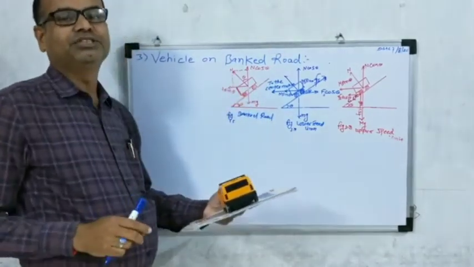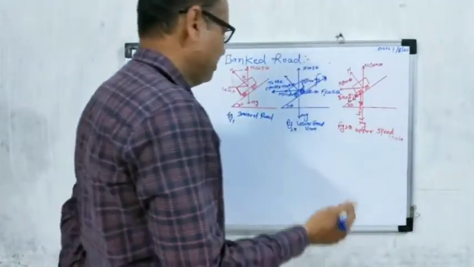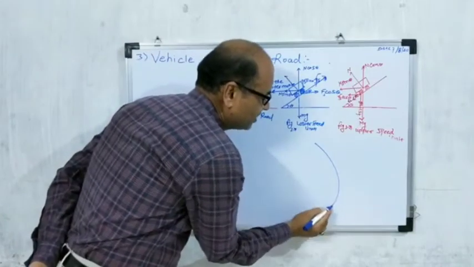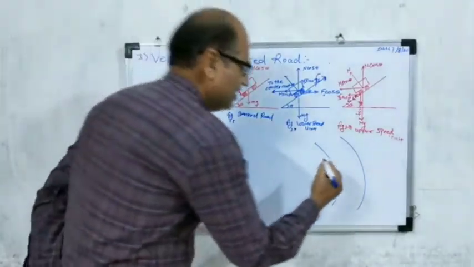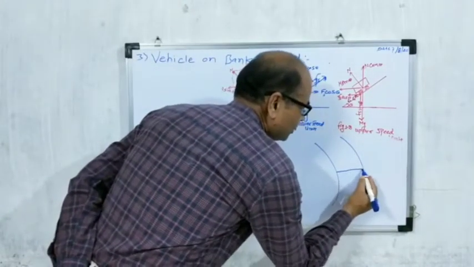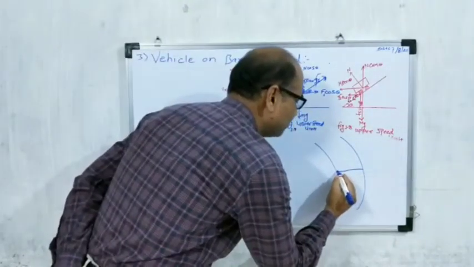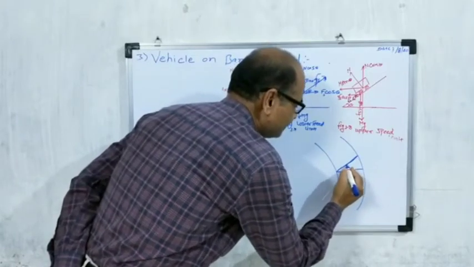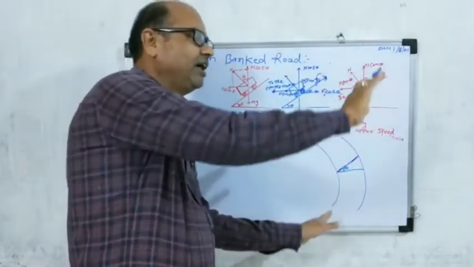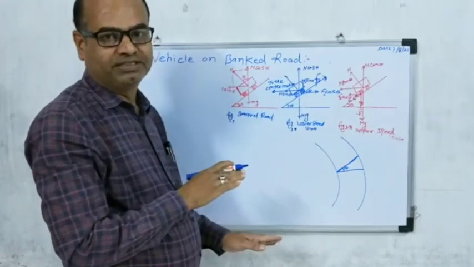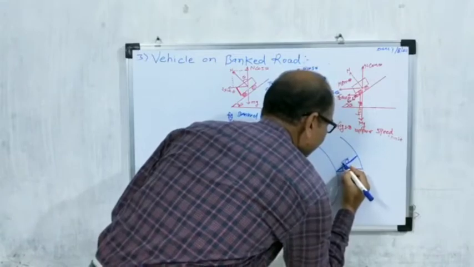The car is moving on a curved road. Suppose the figure is in this form, the curved road surface. It is a horizontal surface, that is, circular in form. But here the car is on some bank, that is theta. That is the upper limit and the lower limit. The car is moving on these roads.